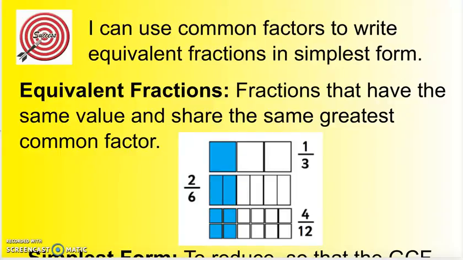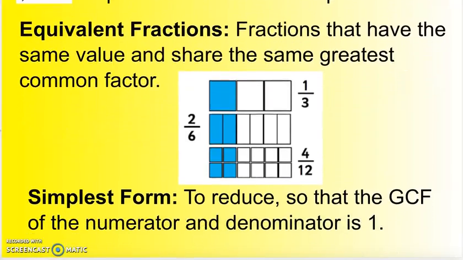The other thing that they share is they share common factors. They share the greatest common factor together. 1/3, 2/6, and 4/12, we can actually divide each of them by a greatest common factor, and 4/12 and 2/6 can reduce down to 1/3. And so they share that factor and have that in common.